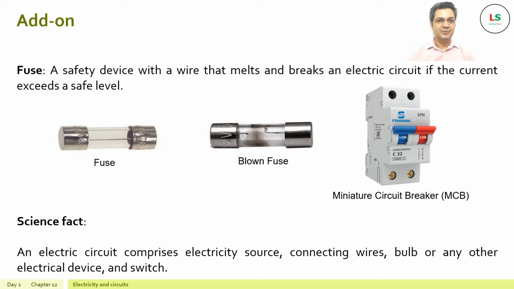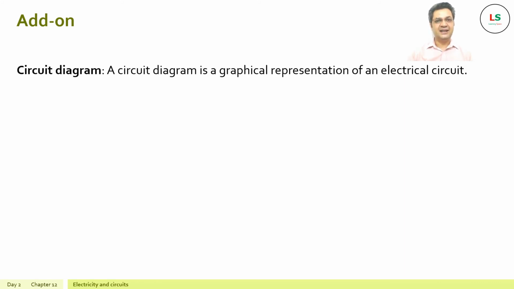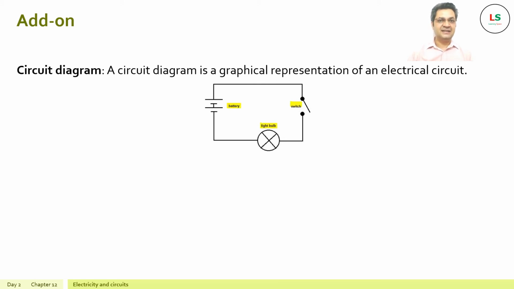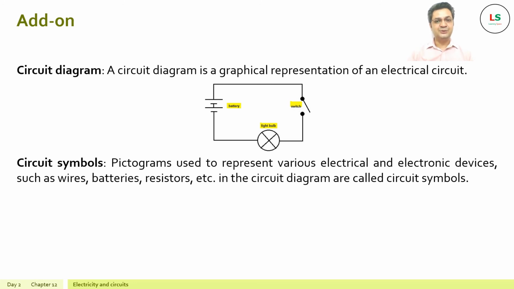Now a science fact. An electric circuit comprises electricity source, connecting wires, bulb or any other electrical device and switch. Next add-on is very closely related to electric circuit. Circuit diagram. A circuit diagram is a graphical representation of an electrical circuit. So here we have a diagram which has battery, switch and a light bulb, which are actually represented in their circuit symbols. Pictograms used to represent various electrical and electronic devices such as wires, batteries, resistors, etc. in the circuit diagram are called circuit symbols.